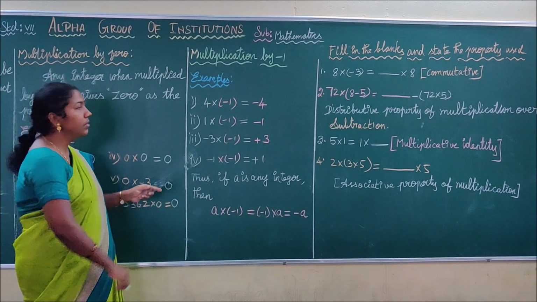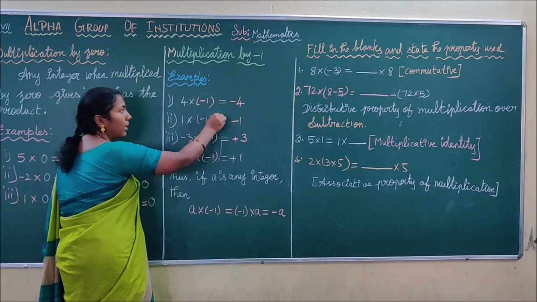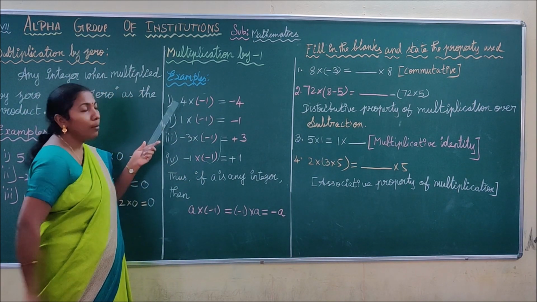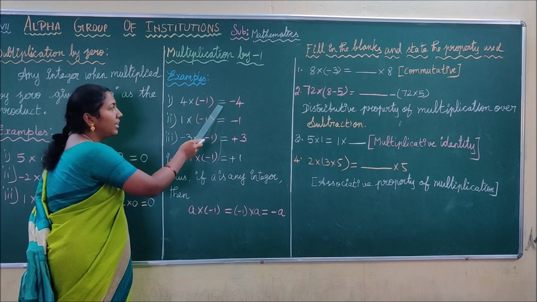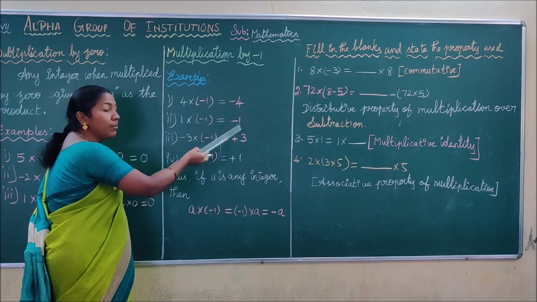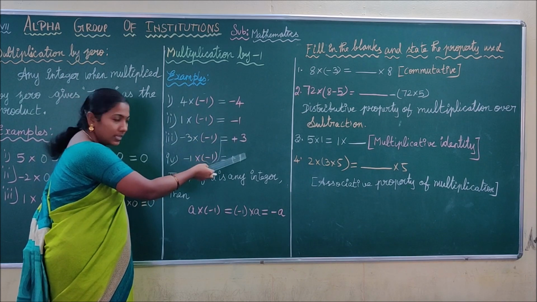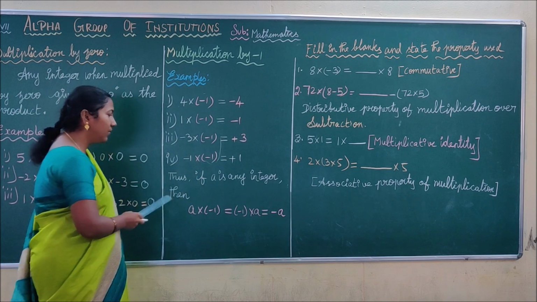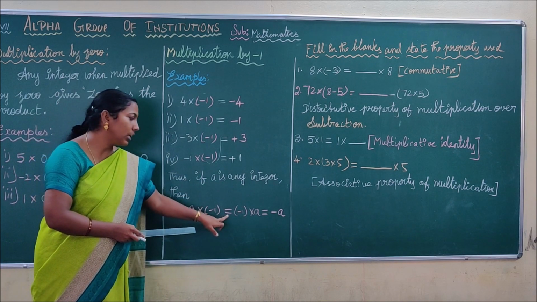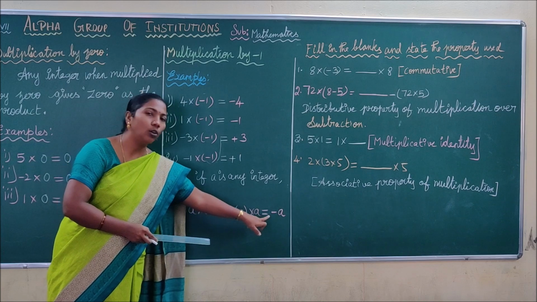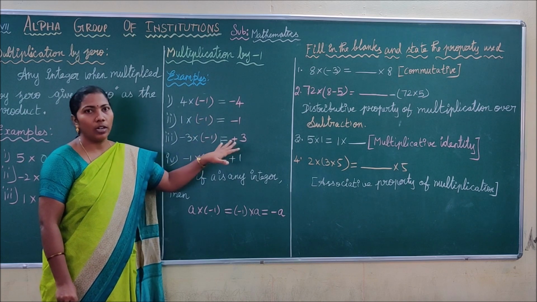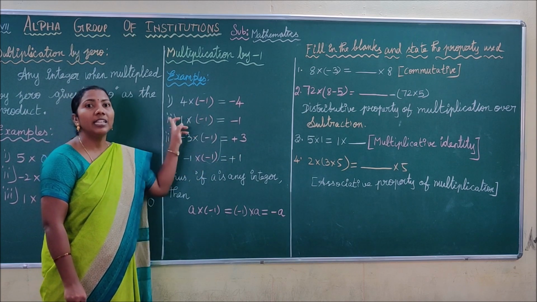In all these examples, these integers are multiplied by minus 1. What happened to the result? See here, children. This is a positive integer. By multiplying with minus 1, we get the negative of that number. That is, 4 became minus 4. Similarly, 1 became minus 1. Minus 3 became plus 3. Minus 1 became plus 1. Thus, we can say if a is any integer, then a into minus 1 is equal to minus 1 into a is equal to minus a. If we multiply any integer with 1, we get that integer only. If we multiply any number with minus 1, its sign changes.